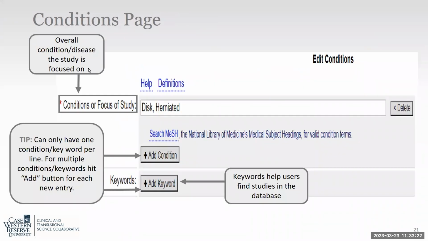The conditions page is next, and for the conditions or the focus of the study, we want to look at the overall condition or disease that the study is focusing on. And then the next thing we have here is keywords. You can always add an additional condition because you can only have one per line. Keywords are going to help people find your study, so we want to make sure that we have really good keywords. We don't want to have 75 of them. We want to have between 1 to 5 really good keywords that are used to describe your study.